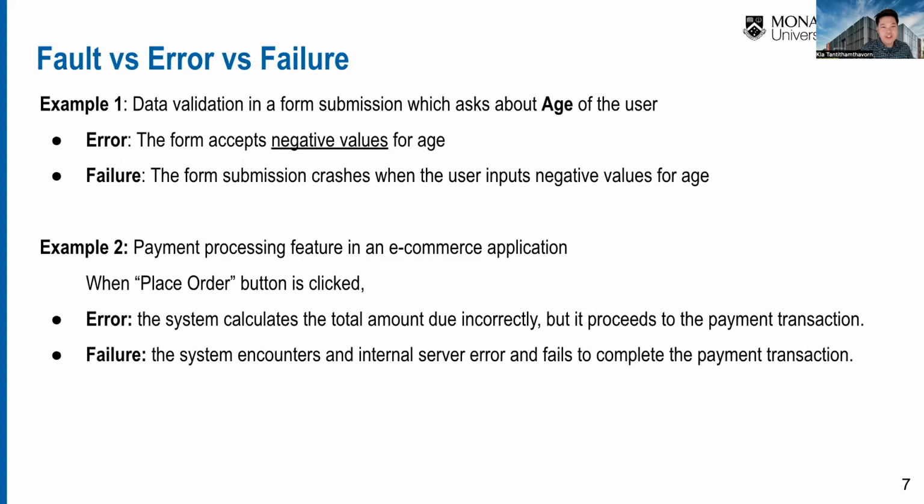Another one, a payment processing feature in an e-commerce application. When the place order button is clicked, if the system calculates the total amount due incorrectly, but it proceeds to the payment transaction, that's the error. But if the system encounters an internal server error and fails to complete the payment transaction, that's external to the end users. That's the failure. Error is just within the program, whatever happens within the program, but failure is the external factors, external to the end users. That's the key difference.